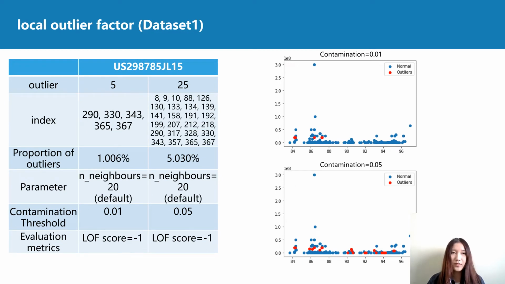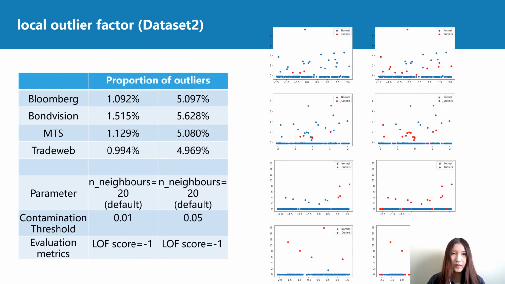Now we come to the local outlier factor method. The contamination thresholds are defined to be 0.01 and 0.05. The red dots in the scatter plots indicate the data points that are identified as outliers by this method. It can be seen that the results detected by this method differ from the previous ones, with the outliers being more concentrated in the middle of the dataset. Similarly, the table shows the proportion of outliers on each platform when the contamination threshold is 0.01 and 0.05 respectively.